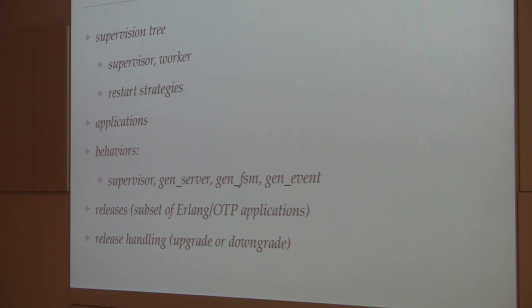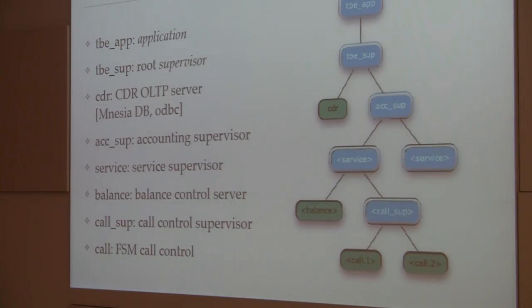And when you build a release, it means that you will pick up only the applications you want for that release. You don't need to use any others. You actually build what in Linux is called a chroot, just for that. And it also allows you to upgrade or downgrade the system in runtime. So this is actually the base application skeleton in Erlang.